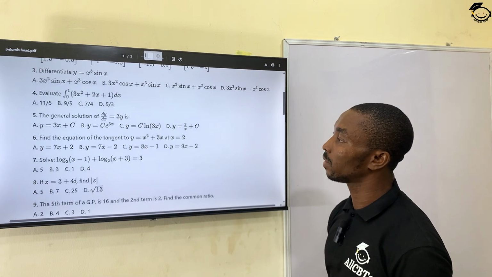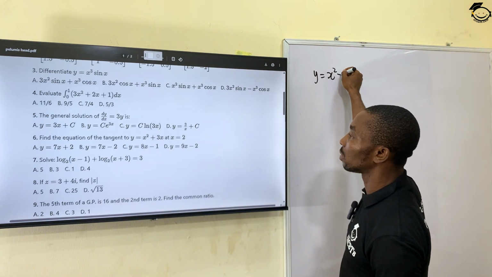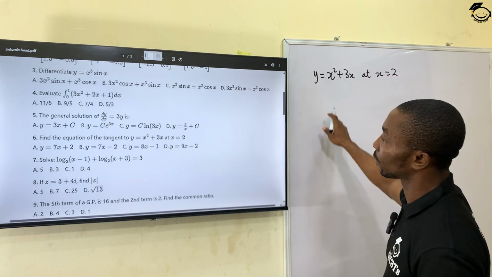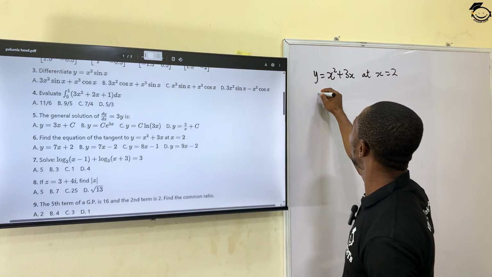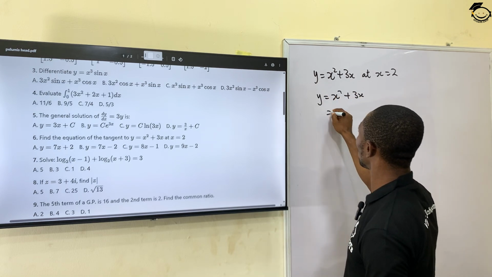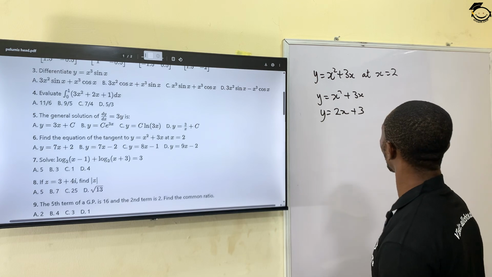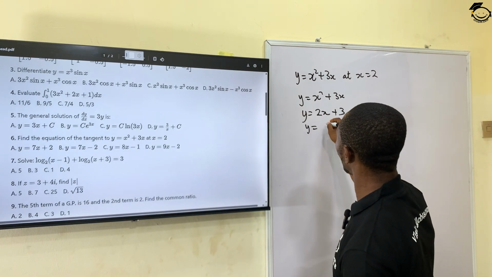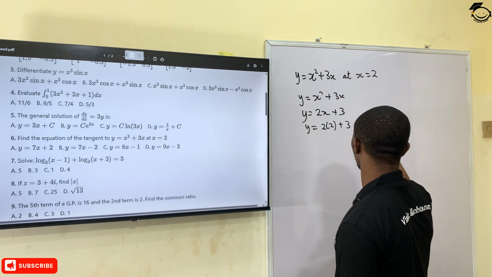Our next question says, find the equation of the tangent to y equals x squared plus 3x at x equals 2. Now, for us to find our first point, we will differentiate this. If we differentiate y equals x squared plus 3x, we are going to have 2x plus 3. So y equals 2x plus 3. Now substituting our value of x at x equals 2, our y will become 2 brackets 2 plus 3, which will give us 4 plus 3, 7.